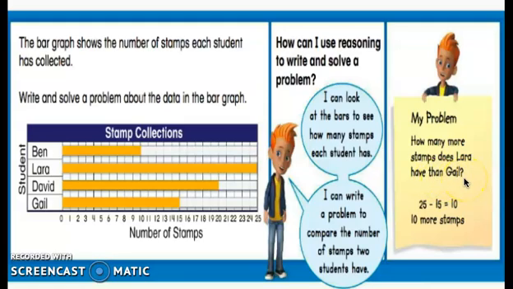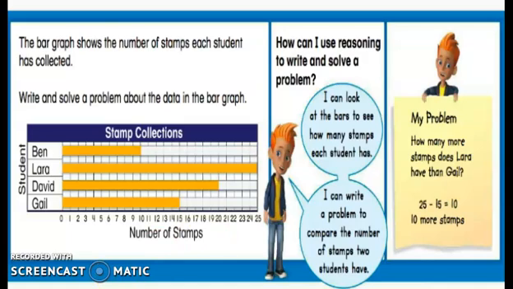So our problem is asking us how many more stamps does Laura have than Gail? So when our problem is asking us this, we know that we're going to subtract. Yes, my friends. So I'm going to take those two numbers, 25 minus 15 equals 10. 10 more stamps. That is our problem and our answer. Now you guys can make up your own problem using these students and the number of stamps. Come up with your own subtraction problem and send it to us.